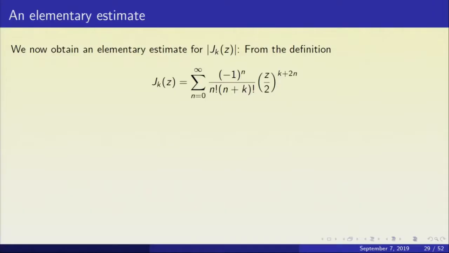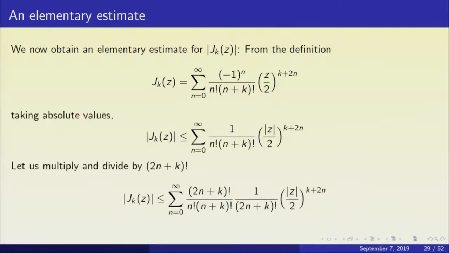An elementary estimate. Now let us obtain a basic estimate for the absolute value of J_k(z). We'll use this to prove Schloemilch's formula presently. So let's begin with the definition of the Bessel function: J_k(z) equals the summation n from 0 to infinity of (-1)^n upon n factorial into (n plus k) factorial, into (z upon 2) to the power k plus 2n.